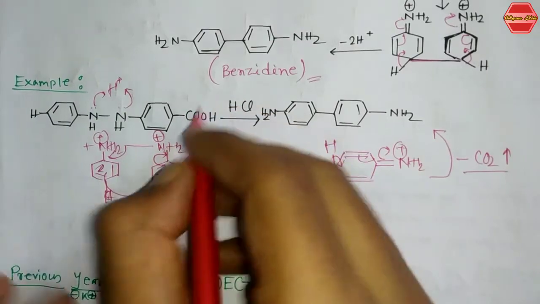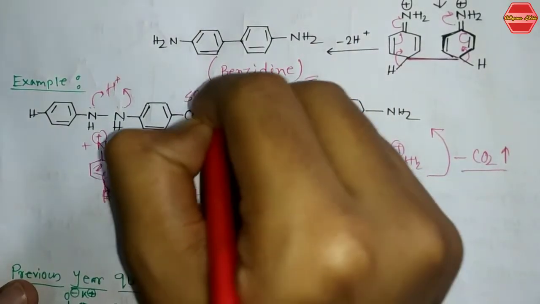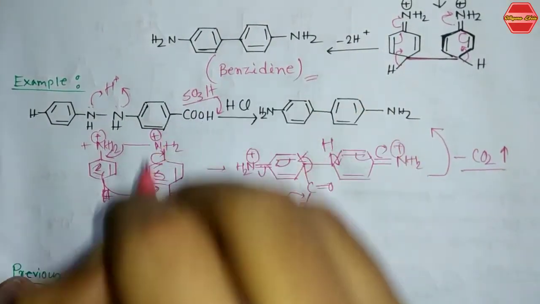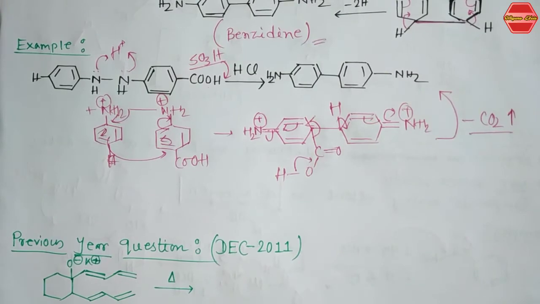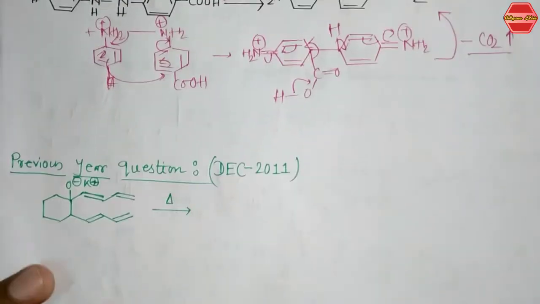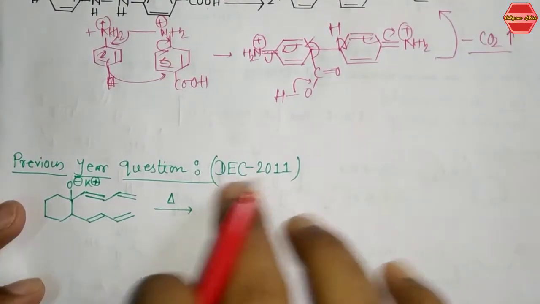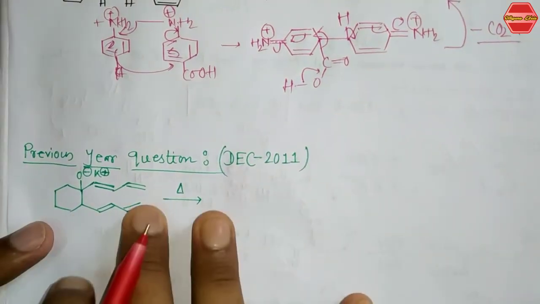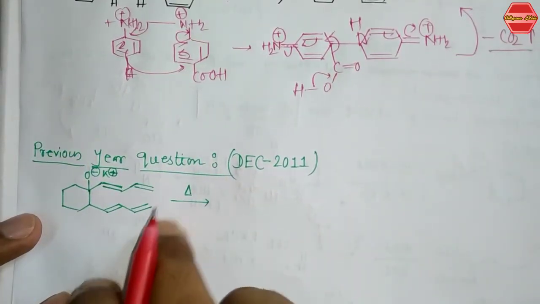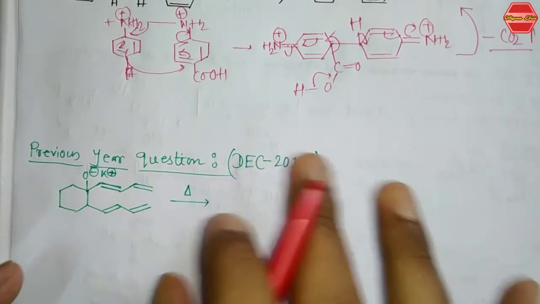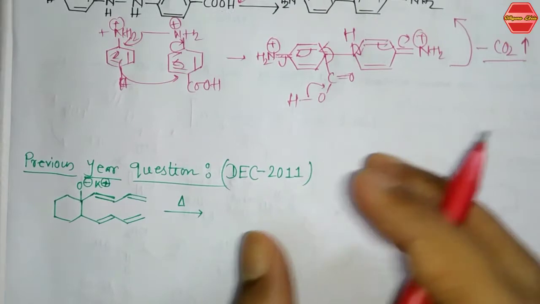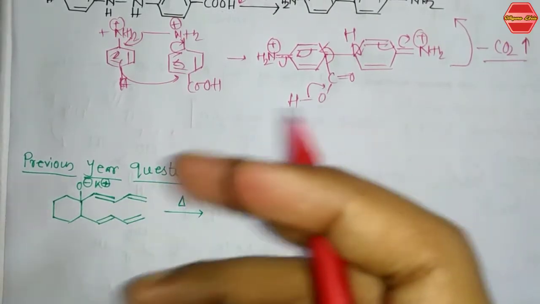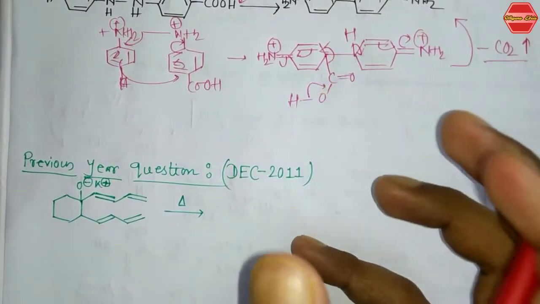From this, if you have an SO3H in this position, a similar mechanism takes place. Okay, so now this is all about the 5,5 sigmatropic. Now let's come to the question which came in CSIR-NET December 2011. The question says that you have been given the substrate and you have to predict the mechanism type, that is, either it is 3,3, 3,5 or 5,5, and you have to predict the product also.